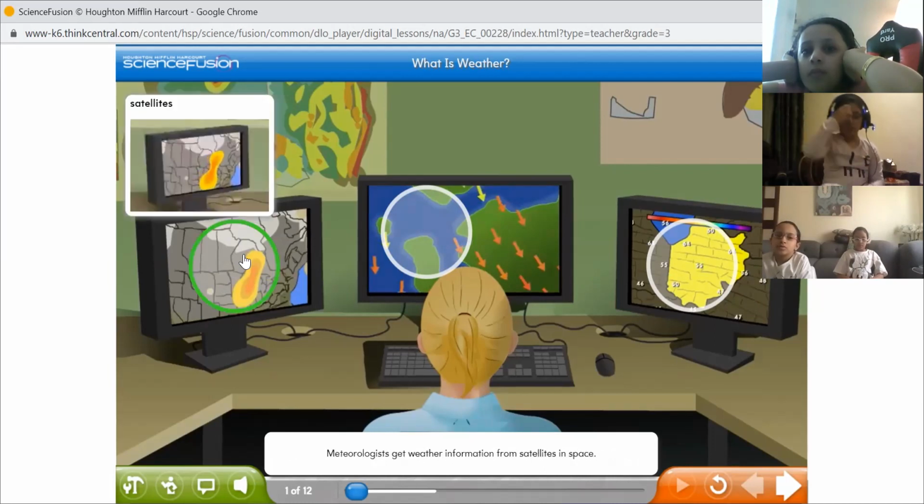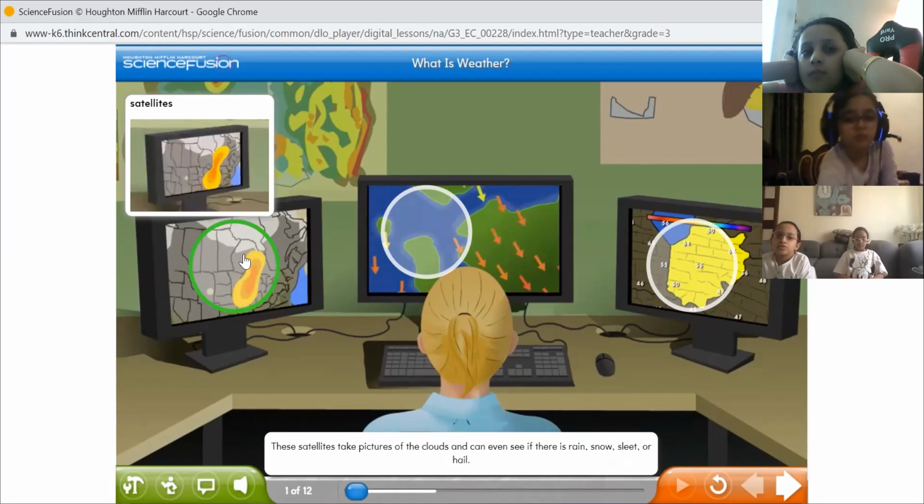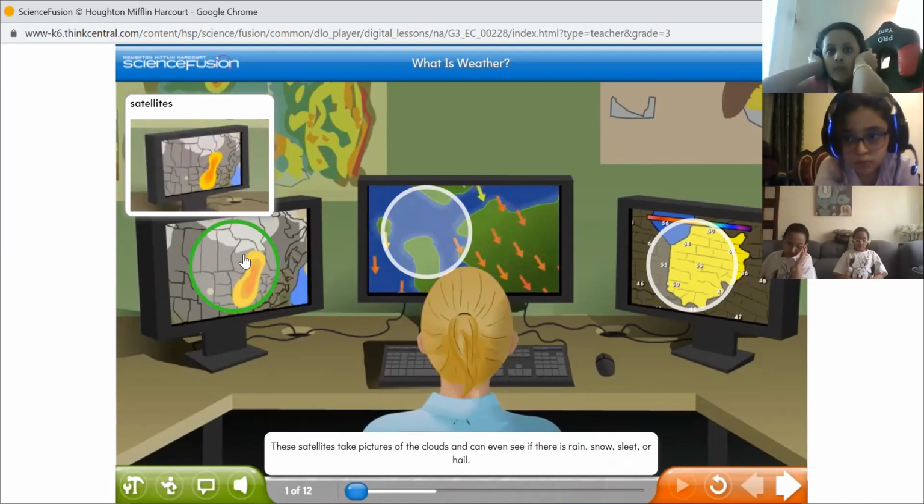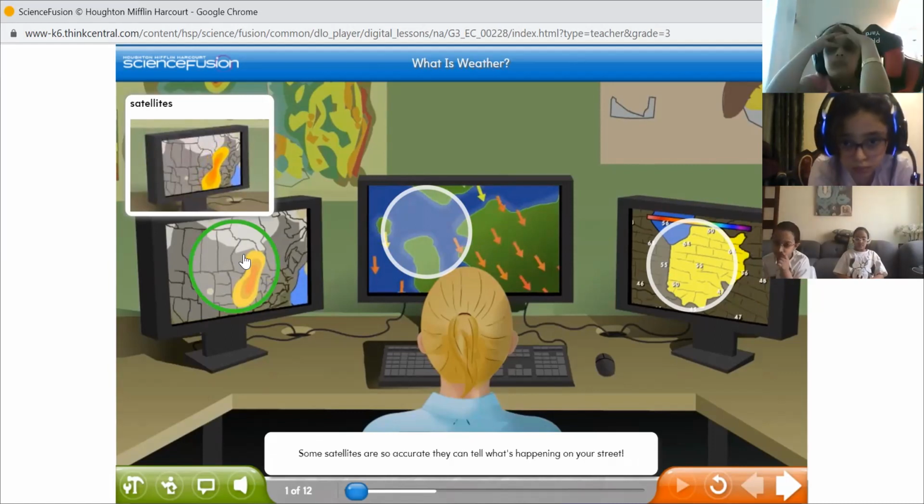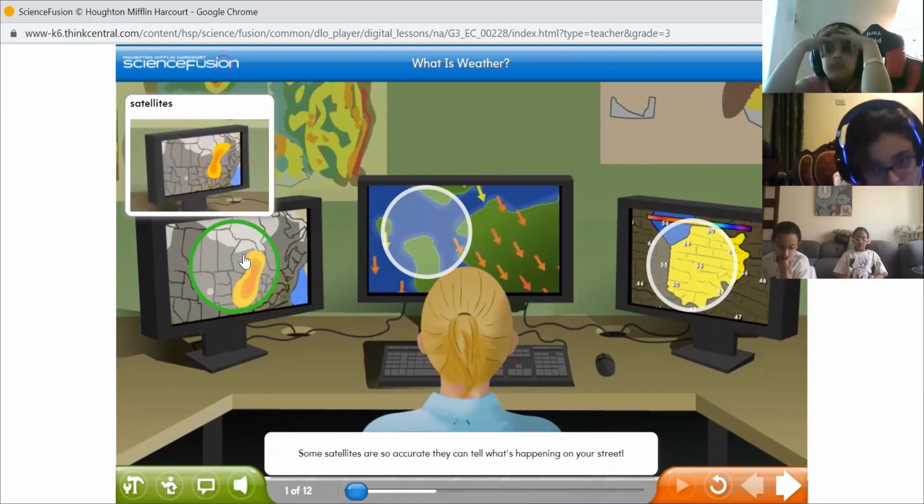Meteorologists get weather information from satellites in space. These satellites take pictures of the clouds and can even see if there is rain, snow, sleet, or hail. Some satellites are so accurate they can tell what's happening on your street.